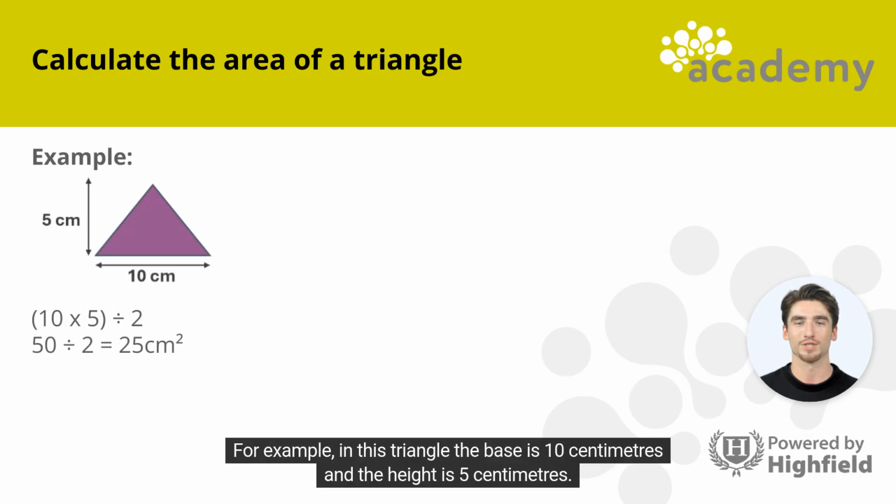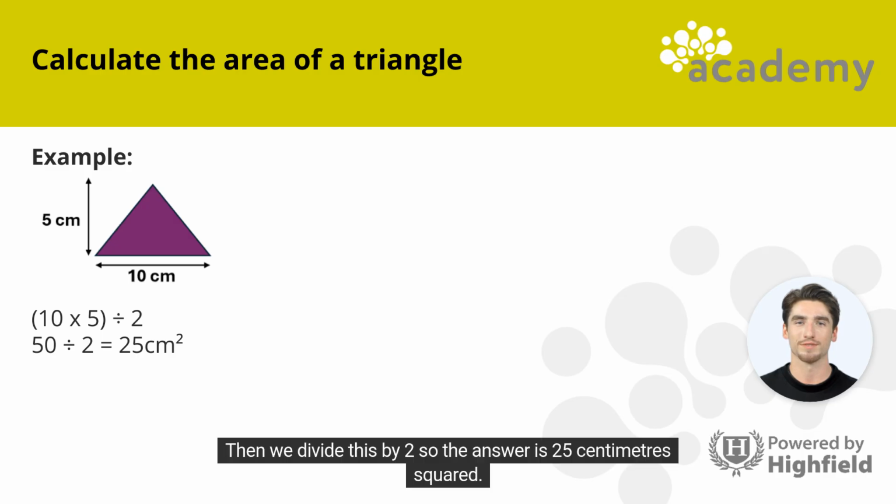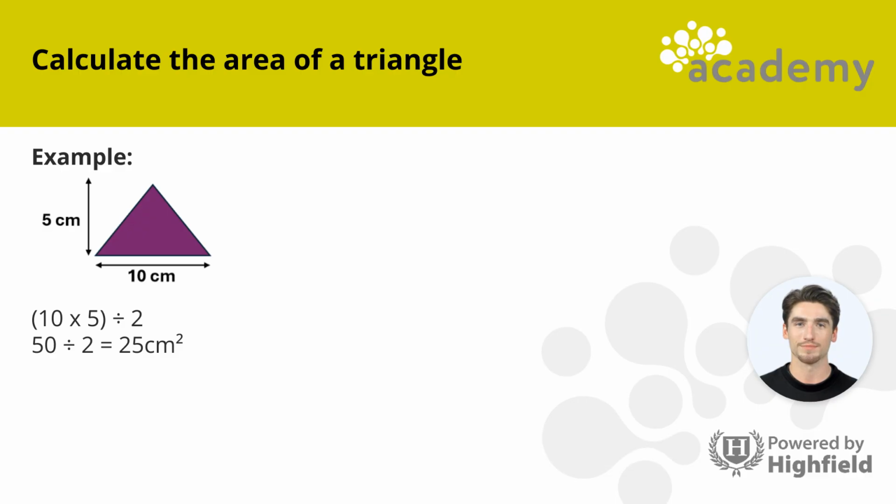For example, in this triangle the base is 10 centimeters and the height is 5 centimeters. 10 multiplied by 5 equals 50. Then we divide this by 2, so the answer is 25 centimeters squared.